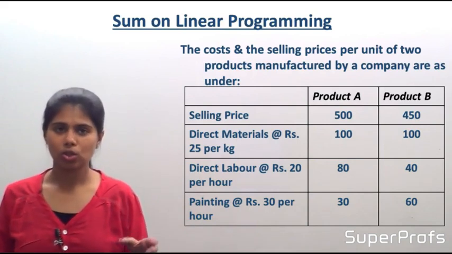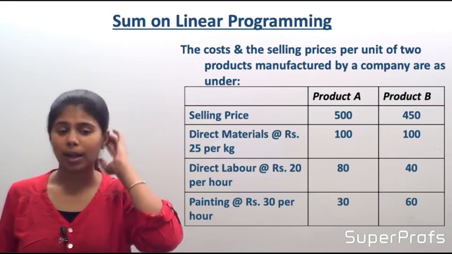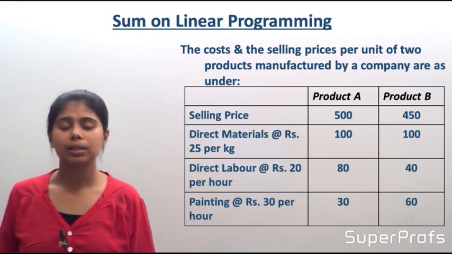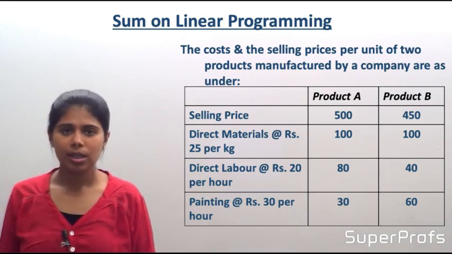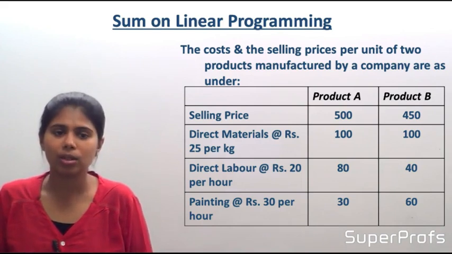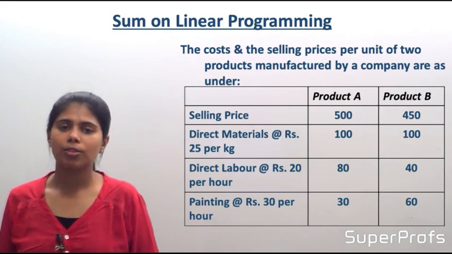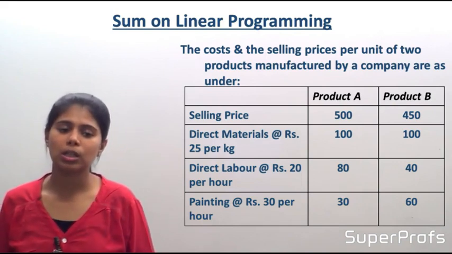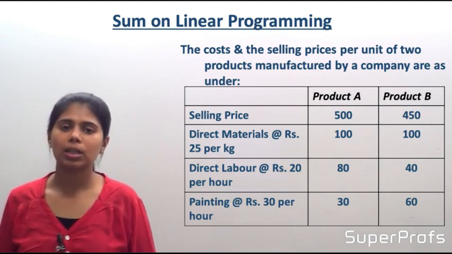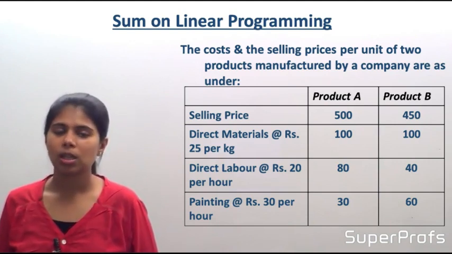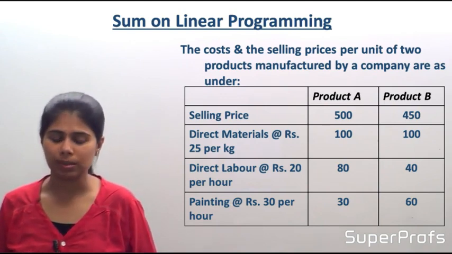So this is the question. The cost and the selling prices per unit of two products manufactured by a company are as under. There are two products, and cost and selling prices are given. Selling price is 500 for product A and 450 for product B. Direct materials at 25 rupees per kg: for product A it is 100, for product B it is 100. Direct labor at 20 rupees per hour: for product A it is 80, for product B it is 40. Painting at 30 rupees per hour: product A is 30, product B is 60.